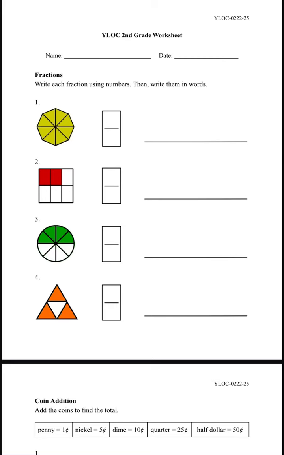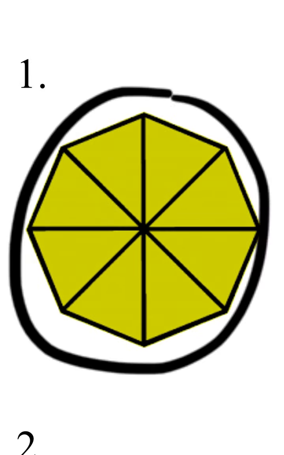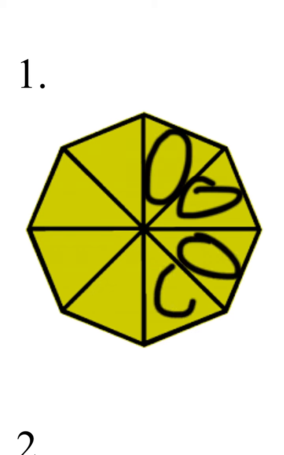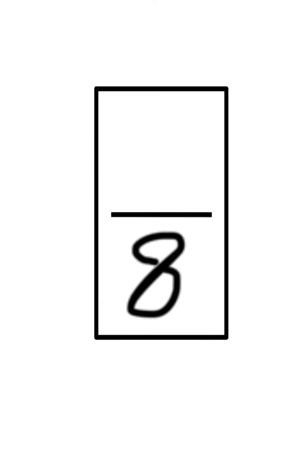Hello, today we're going to work on lesson 25 and we're going to first write each fraction using numbers and we're going to write them in words. Let's look at number 1. So we need to first count how many sections are in this shape. So there are 1, 2, 3, 4, 5, 6, 7, and 8. So there are 8 sections.